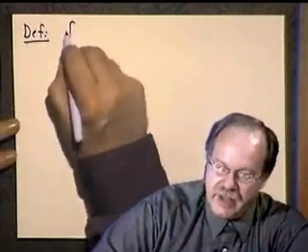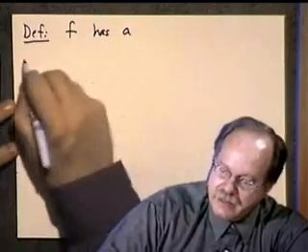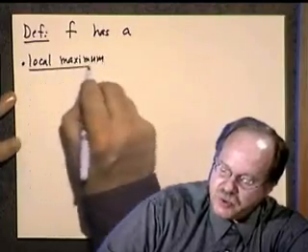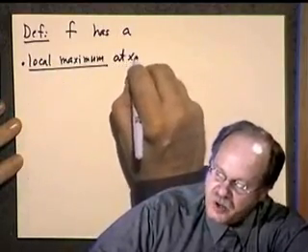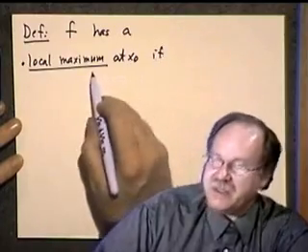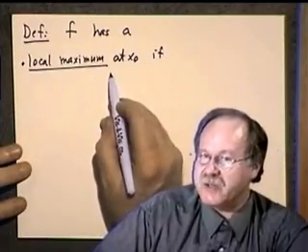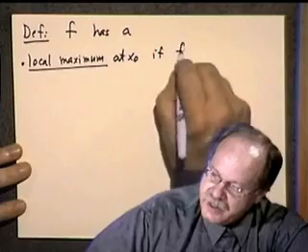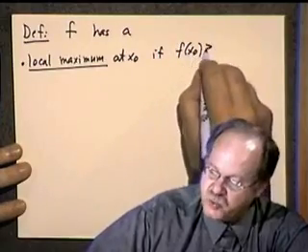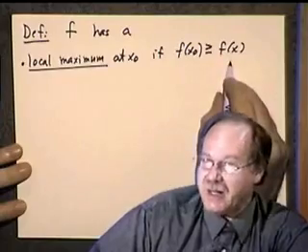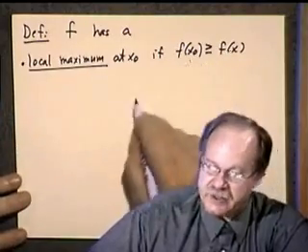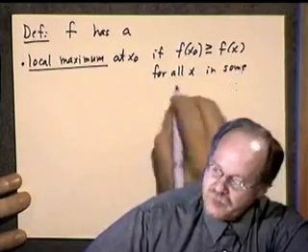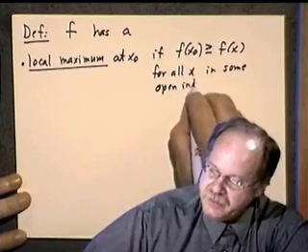Definition. F, a function, has a, and we'll call this local maximum, at a point x naught, if, well, what does it mean to be a maximum at that point? It means that all the points nearby have heights that are less than the height at that point, which is to say, f of x naught, the height at x naught, is greater than or equal to f of x. Maybe not everywhere, but in some locality around x naught. So that would be for all x in some open interval of x naught.